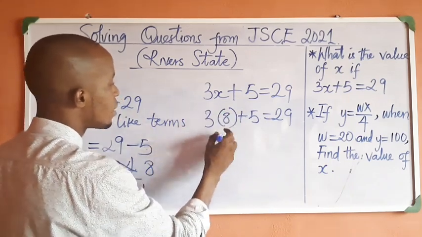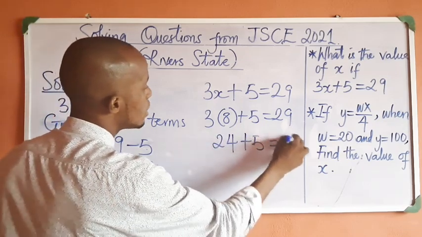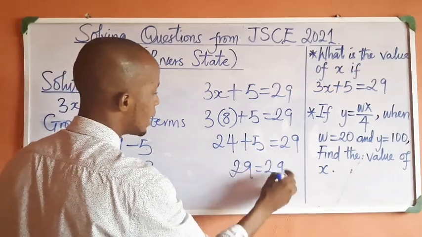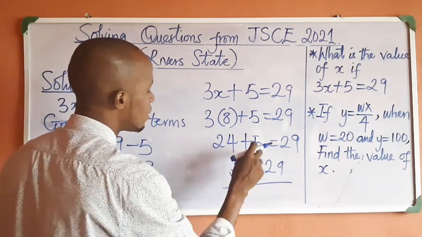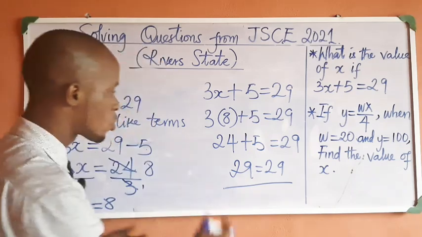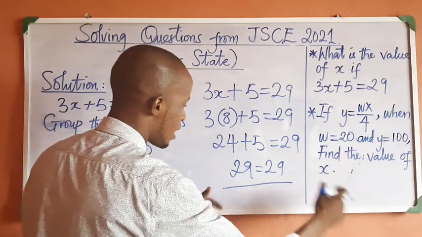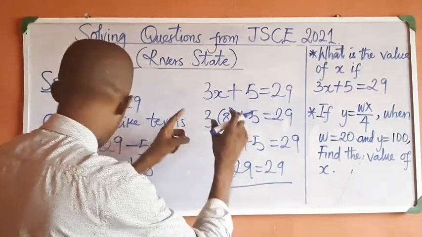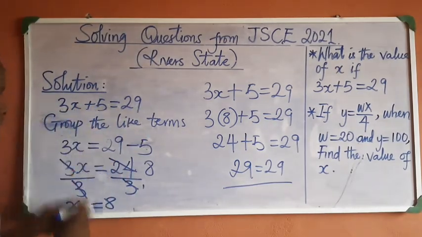3 times 8 is 24. Then plus 5 equals 29. So 24 plus 5, that is 29, equals 29. Then we can see that both sides of the equation are equal. 29 is equal to 29. It's a true statement in mathematics. So we can see that 29 on the left-hand side, 29 on the right-hand side makes the equation balance. So in this way, I have proven that the value of x in this equation is simply 8.